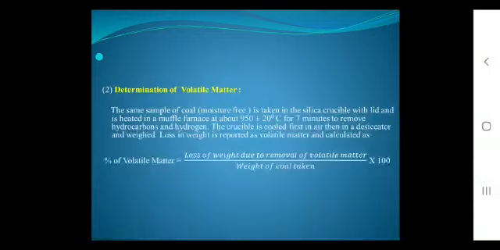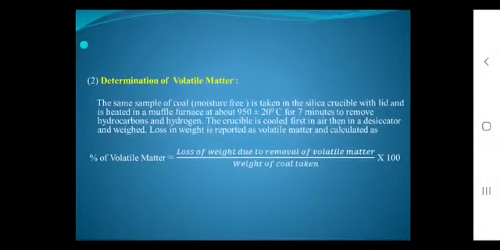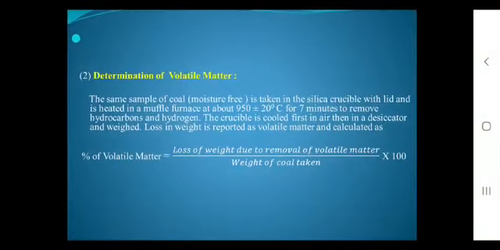Now second, determination of volatile matter. The same sample, from which we have removed moisture, is taken in the same silica crucible, but this time it is covered and heated in a muffle furnace at about 950 plus or minus 20 degrees Celsius, and the time required is 7 minutes to remove hydrocarbons and hydrogen. Then the crucible is cooled, first in air and then in a desiccator, and again it is weighed.